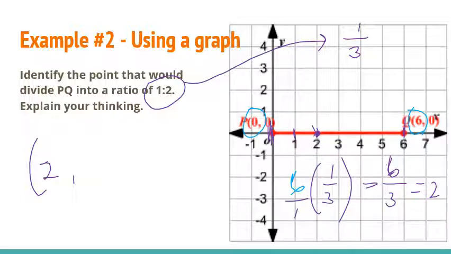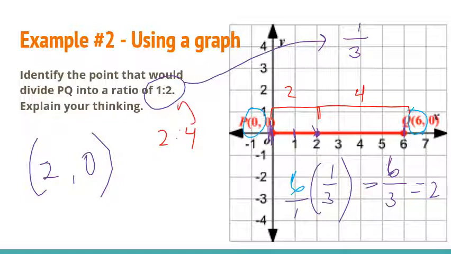Now, because the y-coordinates are both 0, we can see that the y-coordinate's also 0, but the same rule kind of applies, right? So the point that cuts this line PQ in a ratio of 1 to 2 is (2, 0). Now, I just want to show you that if you think of the actual distance, 0 to 2 is 2, 2 to 6 is 4. You could see that as a ratio of 2 to 4, which if you reduce it, is a ratio of 1 to 2. Okay, so the actual distance reduces to the ratio. But here's the point we want.